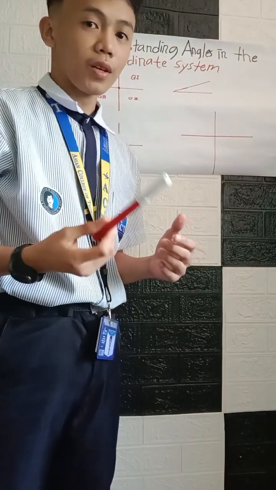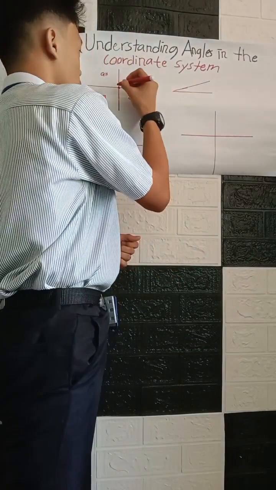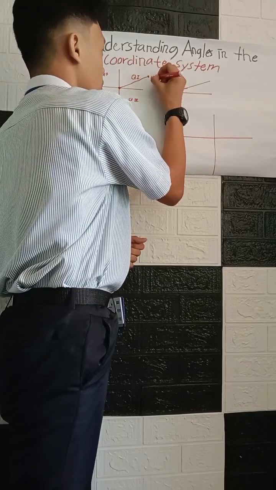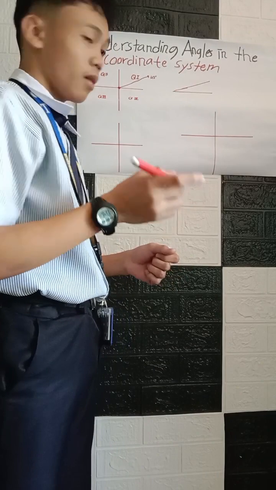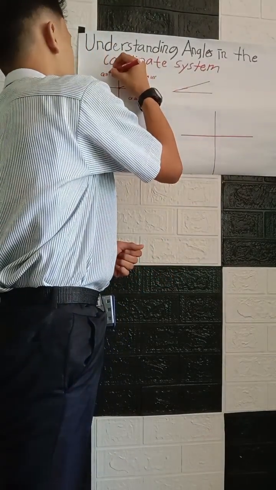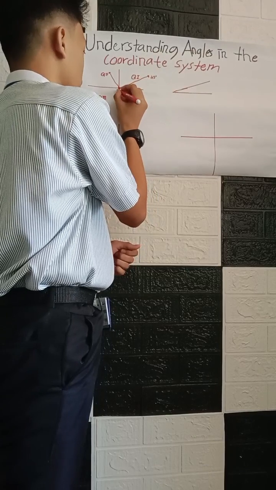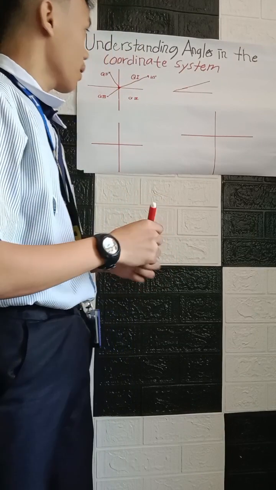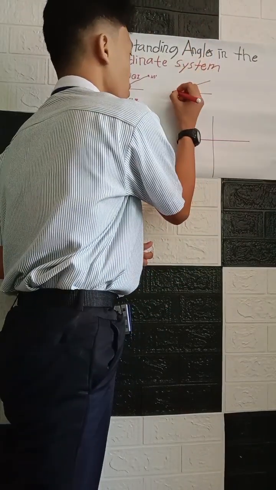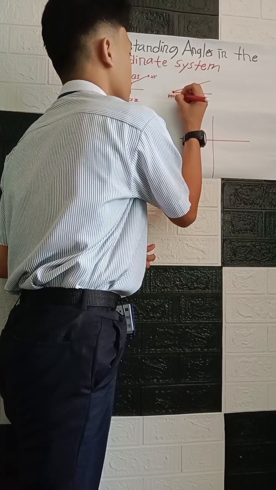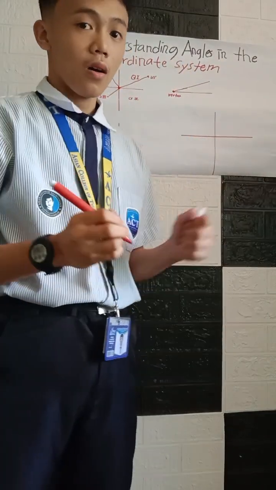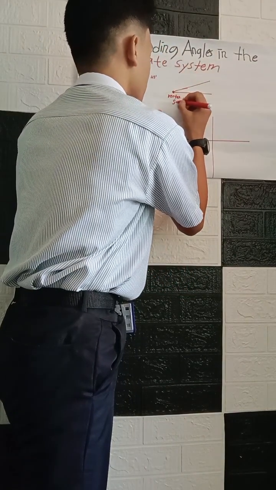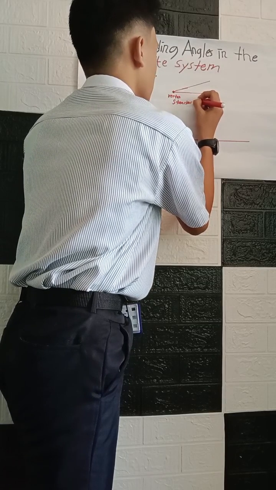So, we can create angles in Quadrant 1, measured at 45 degrees. Also, we can create angles in Quadrant 2, and Quadrant 3, and also Quadrant 4. If our vertex is located at the origin, our angle is in standard position.